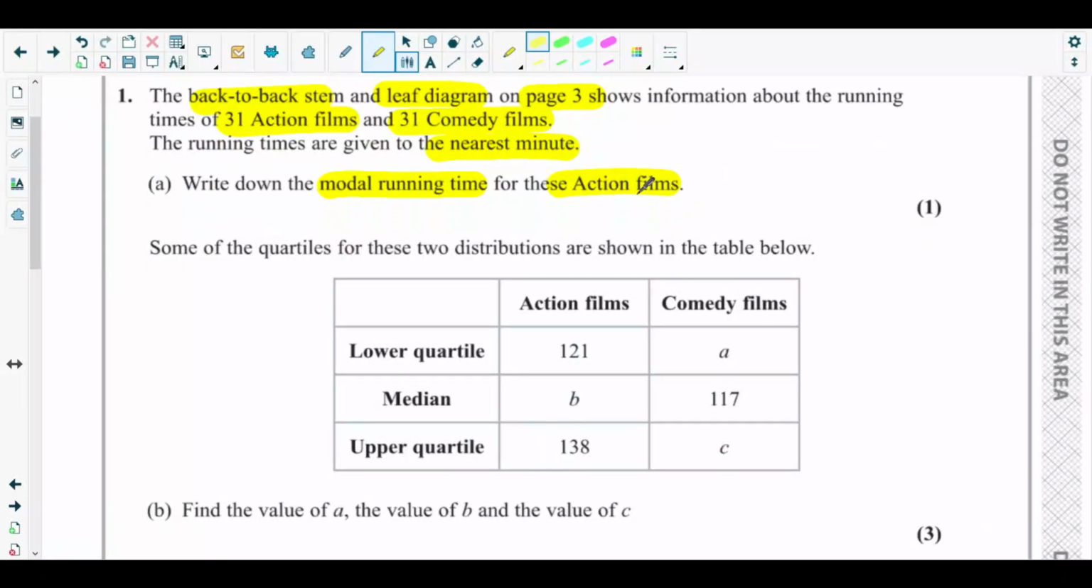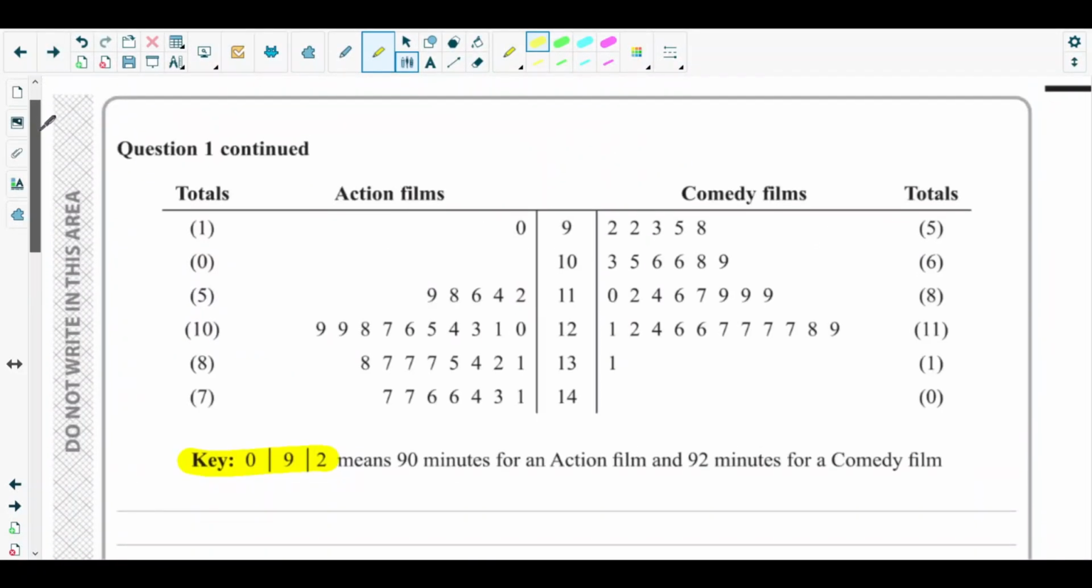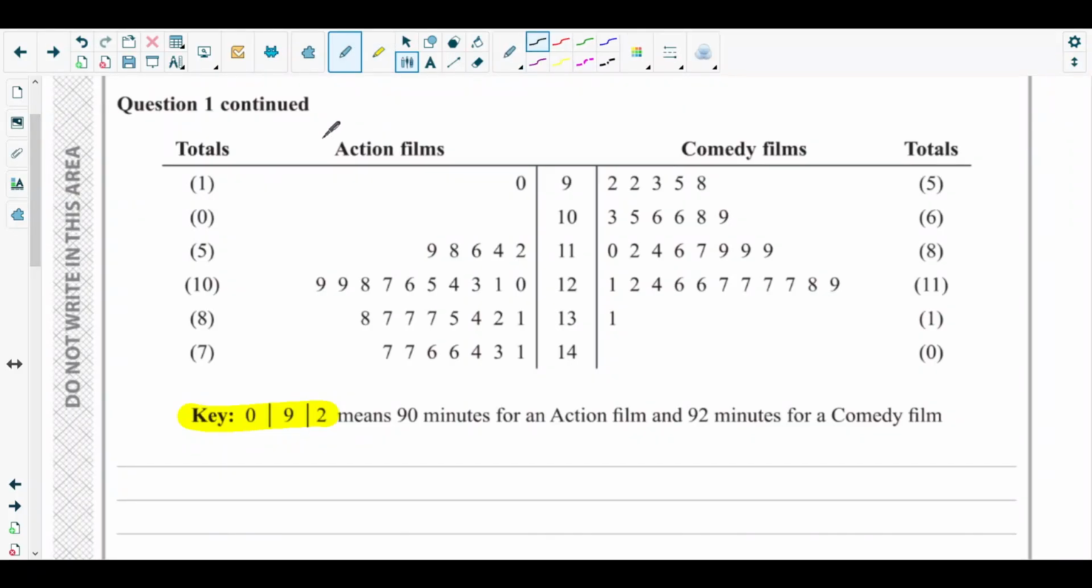So what is the mode? Which data is considered as the mode? The data which occurs the most frequently, right? This is the mode. So let's see from the back-to-back stem leaf diagram for the action films, which running time occurs the most? Have a look here.